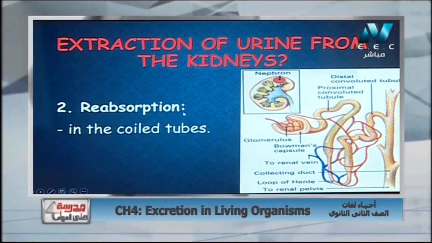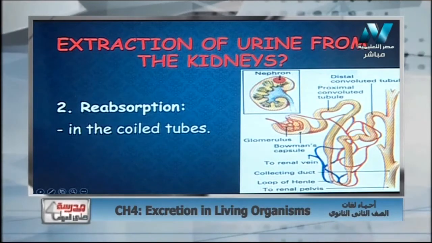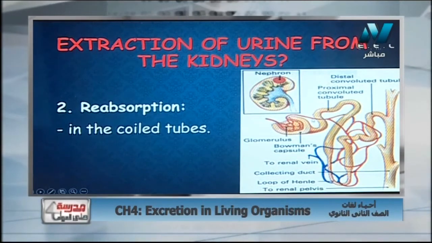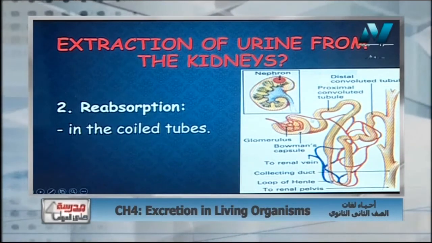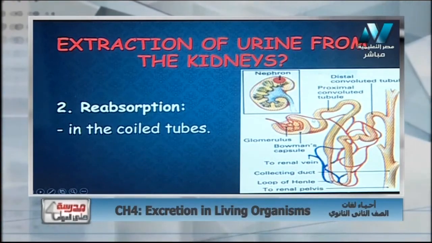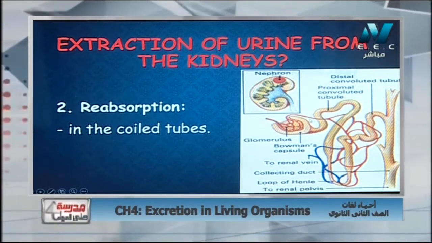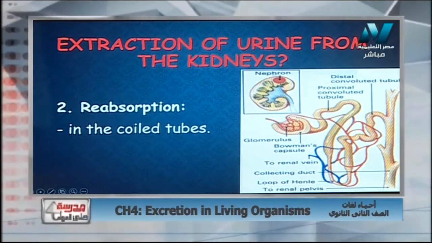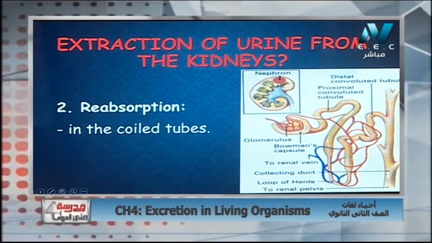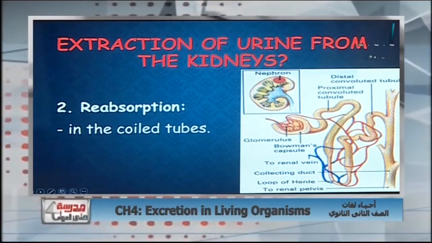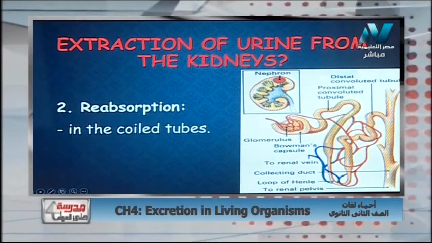The second step is reabsorption. Actually, the blood cannot remain with the lesser amount of plasma, so the blood must get back or regain its required amounts of water, salts, and any substance that it needs. So it must keep its homeostasis, its osmotic potential. So it must get back the required amounts of its components. And this occurs in the coiled tubes.